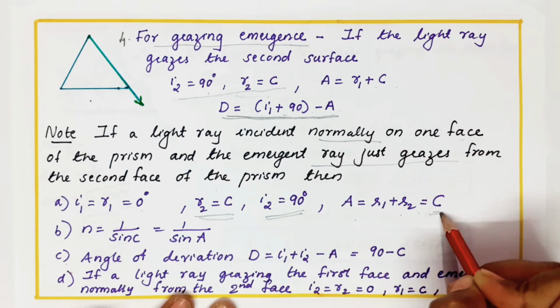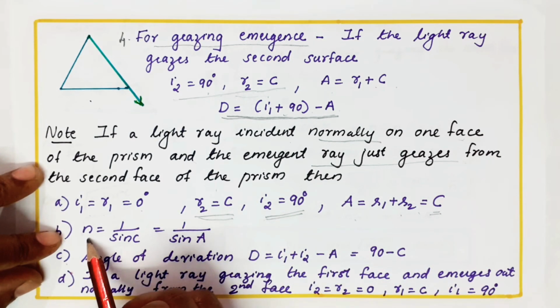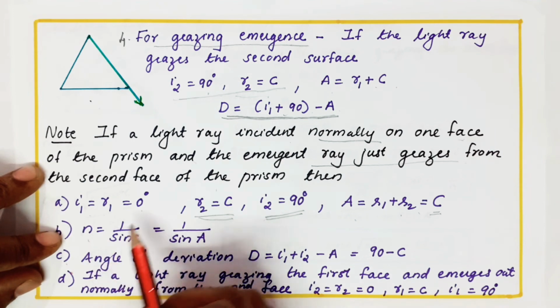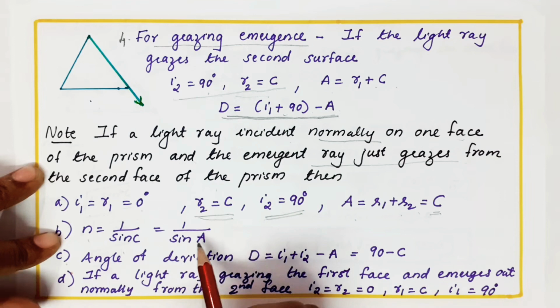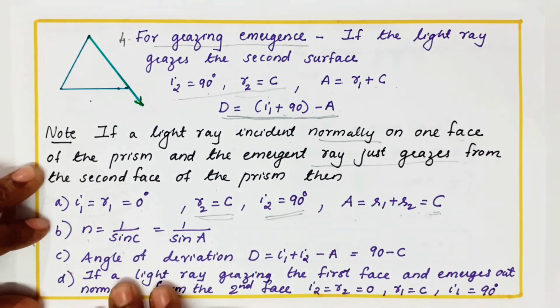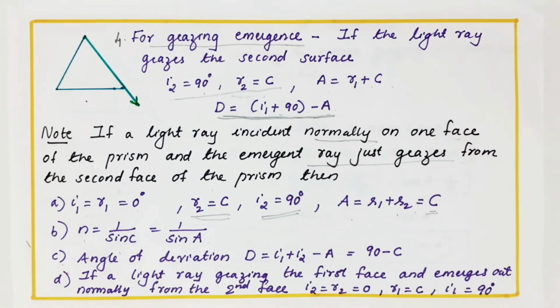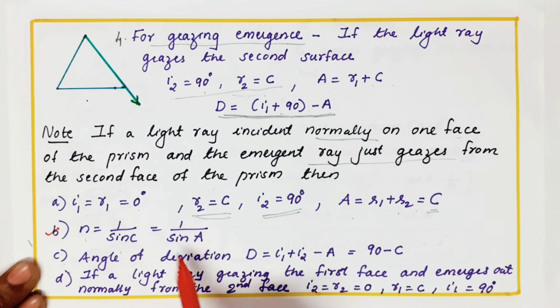Very important situation. What is the equation for refractive index N? N equals 1 by sin C, and we can write it as 1 by sin A. Remember, they may ask like this: at what situation should 1 by sin C be equal to 1 by sin A? So N equals 1 by sin C, which is equal to 1 by sin A.